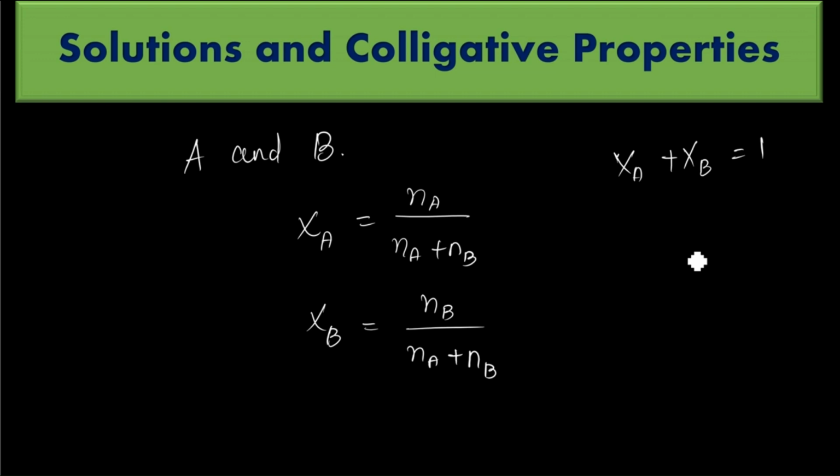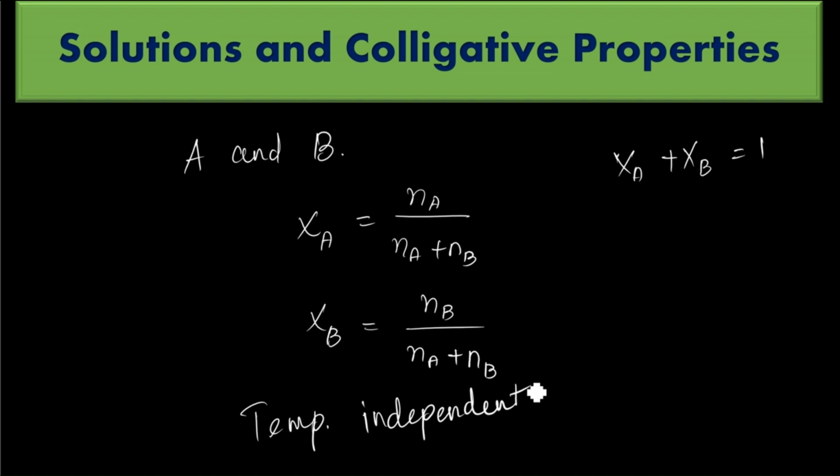So no matter how many components you have in the solution, the sum of all those mole fractions will be equal to 1. Also, the mole fraction you are calculating will always be less than 1, like 0.8, 0.72. So whenever you are doing calculations, this will help you. And this is a temperature independent term.